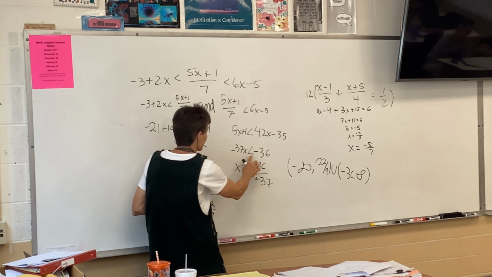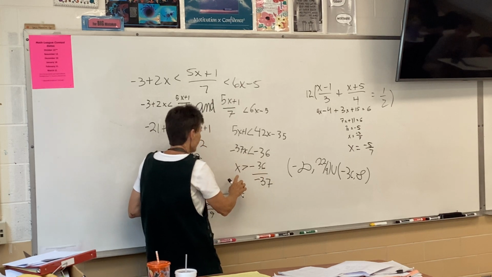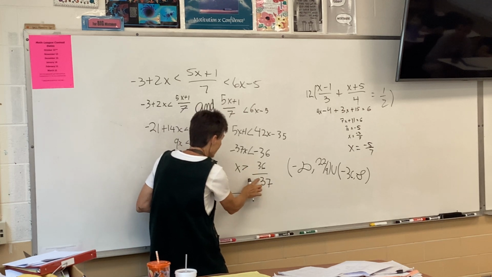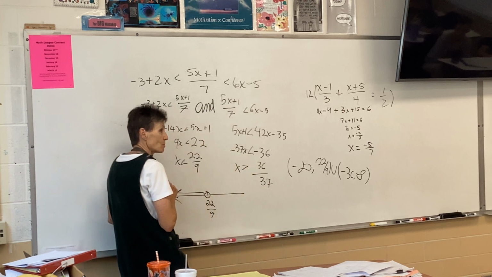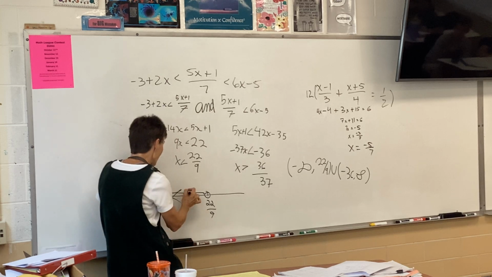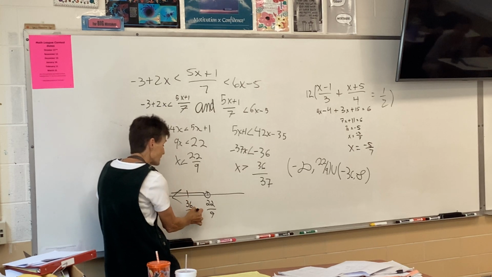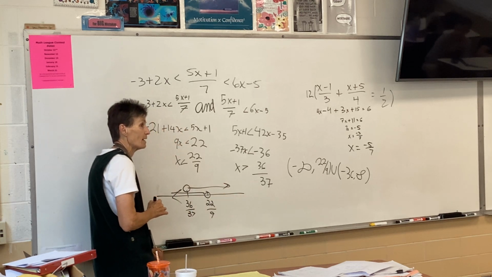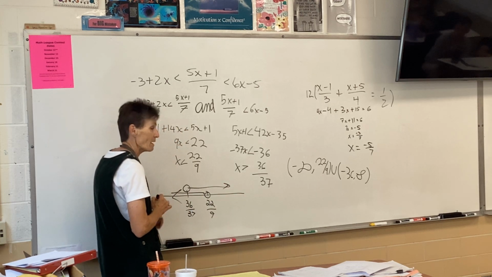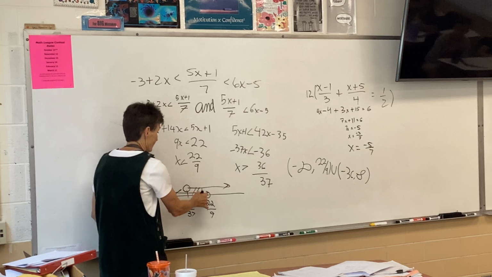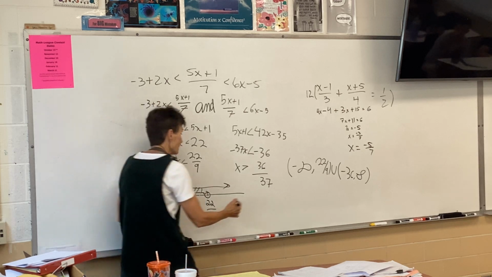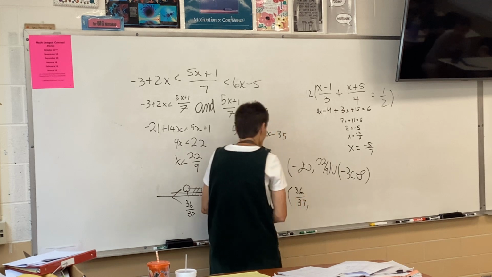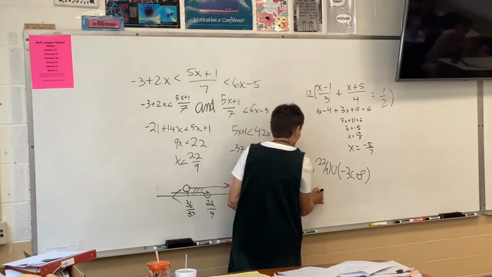Okay, so we're gonna times by 7. Negative 37x less than negative 36. Fred, so far I'm loving this. And then that becomes positive 36/37, right? And I have to be bigger than that. So here's 36/37. And I have to be bigger than that. So what's my answer? Everything in between. So our answer is 36/37, comma, 22/9.